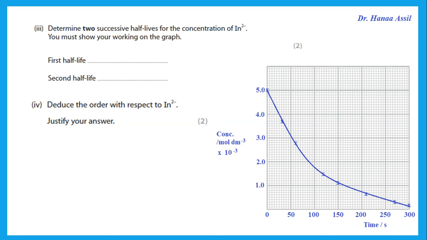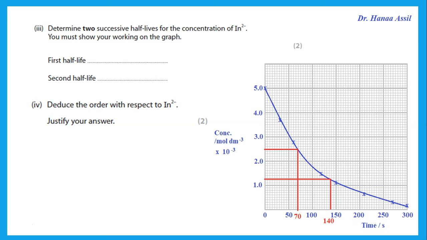Determine two successive half-lives for the concentration of the indicator. Well, how do we get the half-life? We're starting with a concentration of 5. Remember, half-life is the time taken for the concentration to become half of it. So 5 to become 2.5, the 2.5 to become 1.25. And we find that the first half-life takes 70 seconds. And again, from 2.5 to 1.25, that is again a difference of 70 seconds. That means that the half-life is constant. So when we're asked to deduce the order, this is first order. Remember, when the half-life is constant, this is first order.